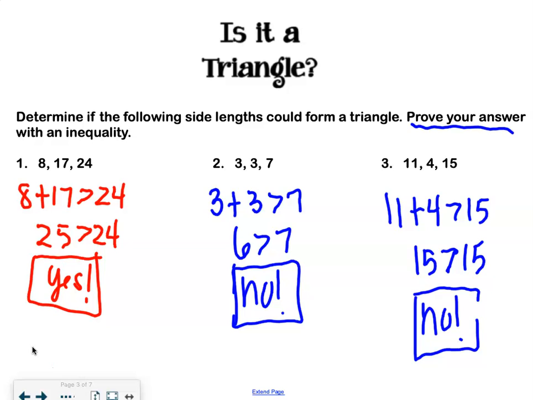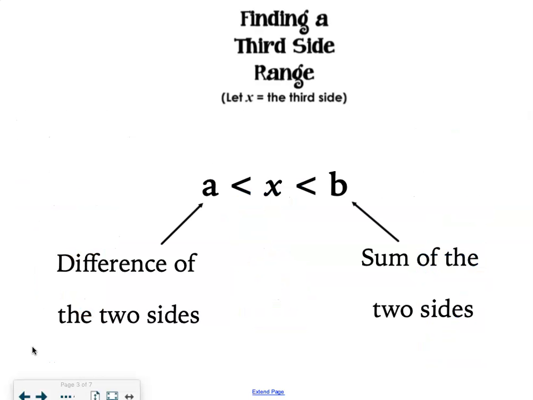Okay, now we're gonna get a little fancier. What if we only know two sides? We have to find the possible range. So a range is like we have a lower bound and an upper bound. To find the lower bound, we subtract the two sides they give us. To find the upper bound, we add them. And that will give us the possible range. X is in the middle. It could be between any of those numbers. Oh, I get it.